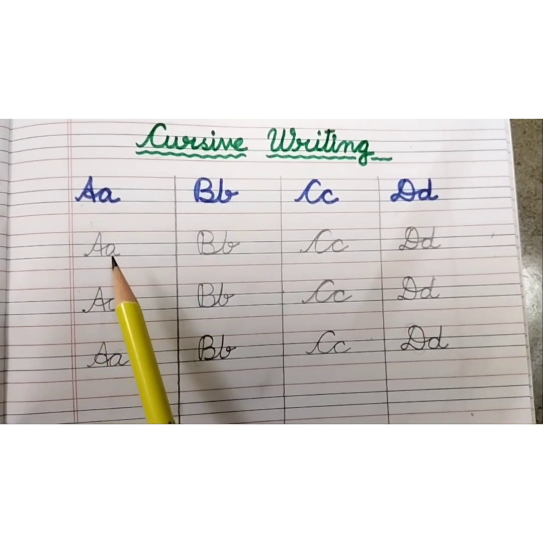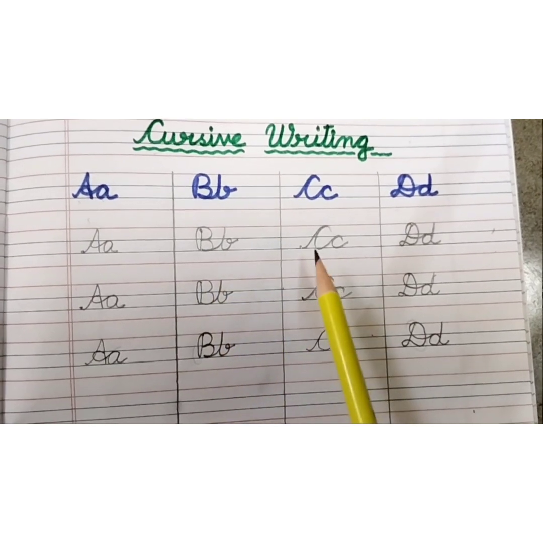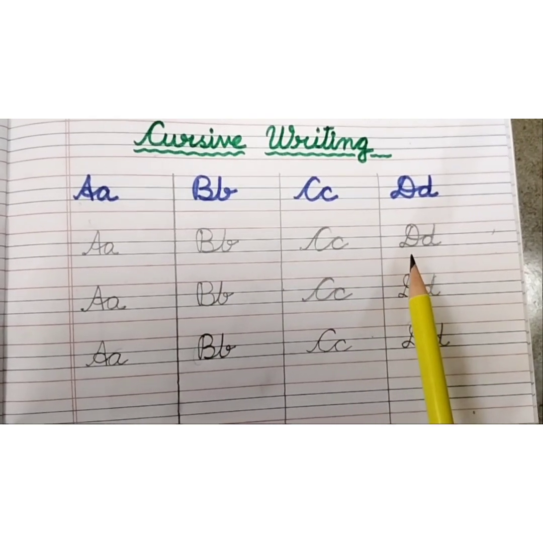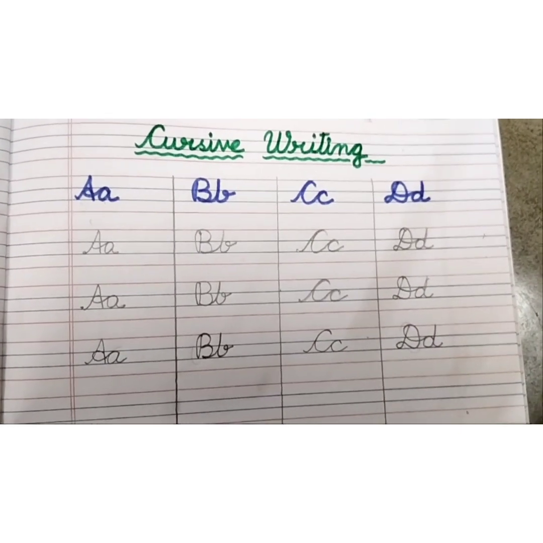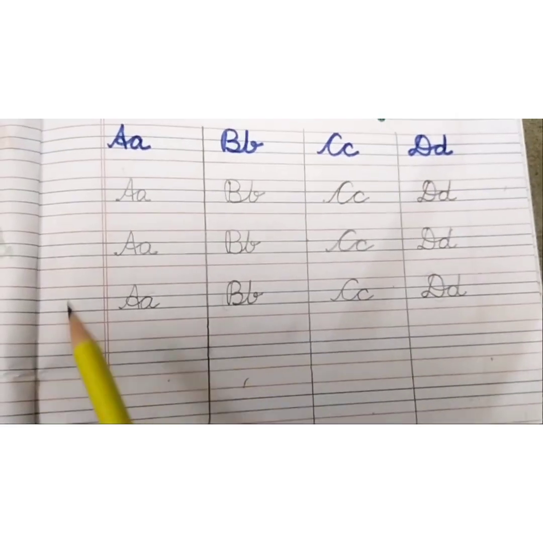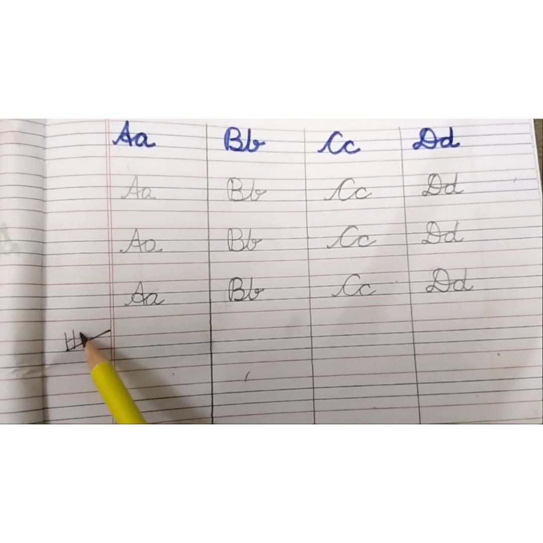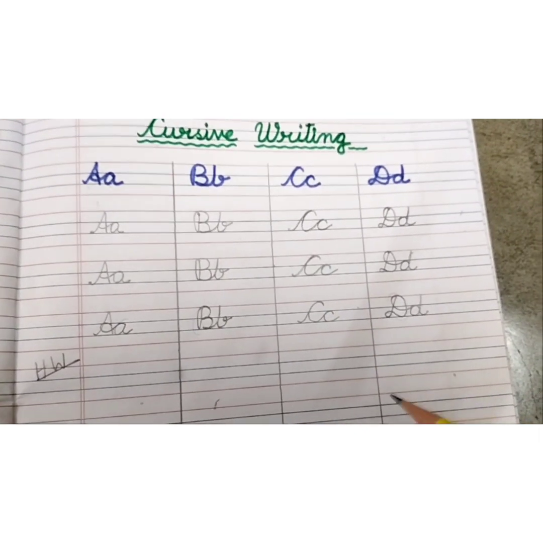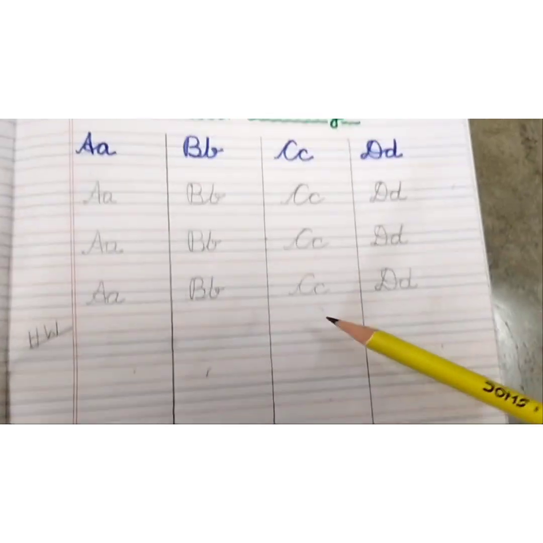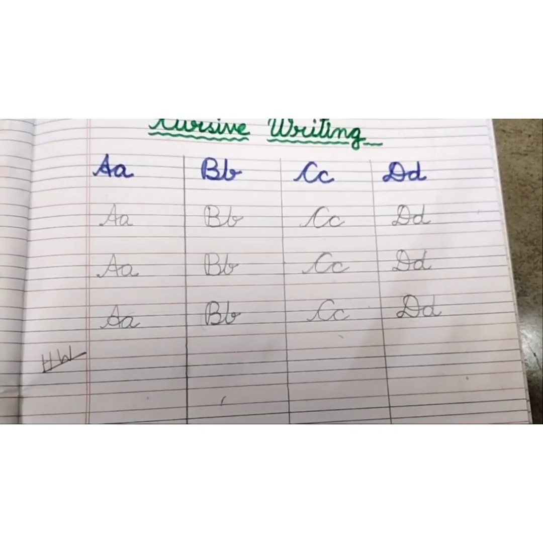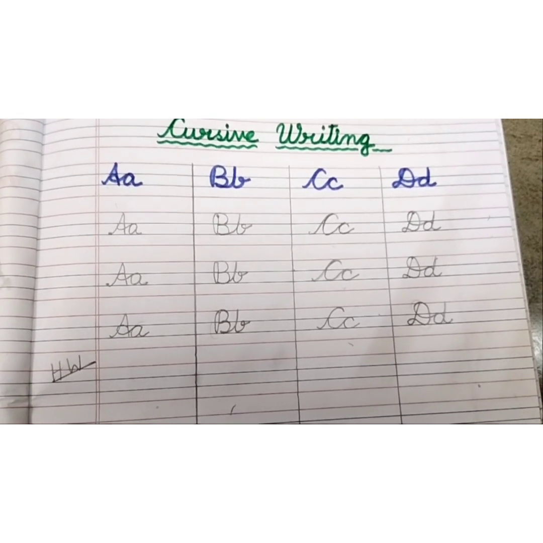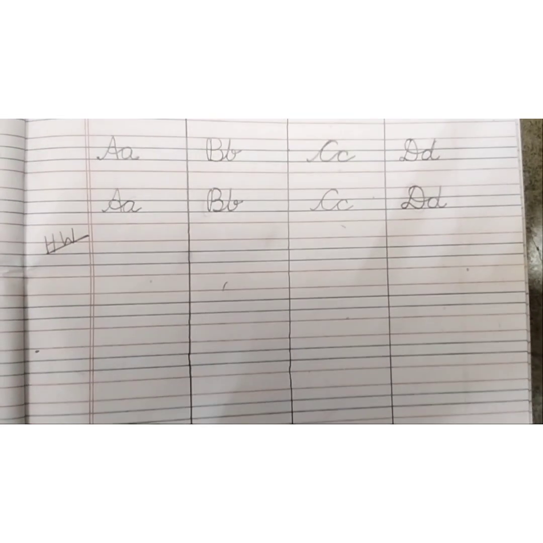Capital A, small a. Capital B, small b. Capital C, small c. And capital D, small d. I hope that you all have enjoyed this class, right children? So I have done this for you. You have to do homework. I have done these 4 lines for you. You have to write this full page and you have to practice. Okay? So what you will do? You will practice writing capital and small letter A, B, C, D full page. You will write full page with very neat and clean handwriting.